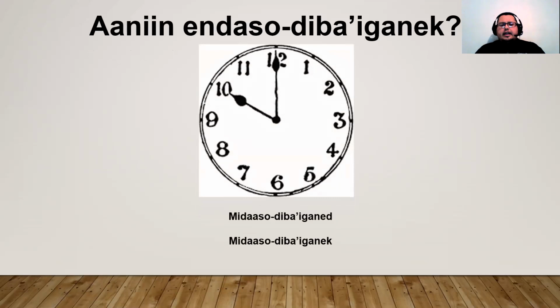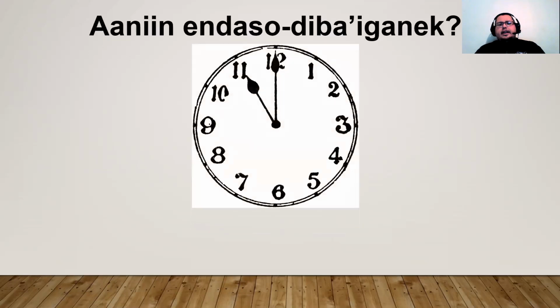And to say at 10 o'clock, you can say it this way. Okay, what time does the news come on? You can say it like this. Anin endaso-diba'iganek. What time is it? Ashibejigo-diba'iganek. It is 11 o'clock. Or you can say Ashibejigo-diba'iganek at 11 o'clock. What time does the soaps come on TV? At 10 o'clock, at 11 o'clock.